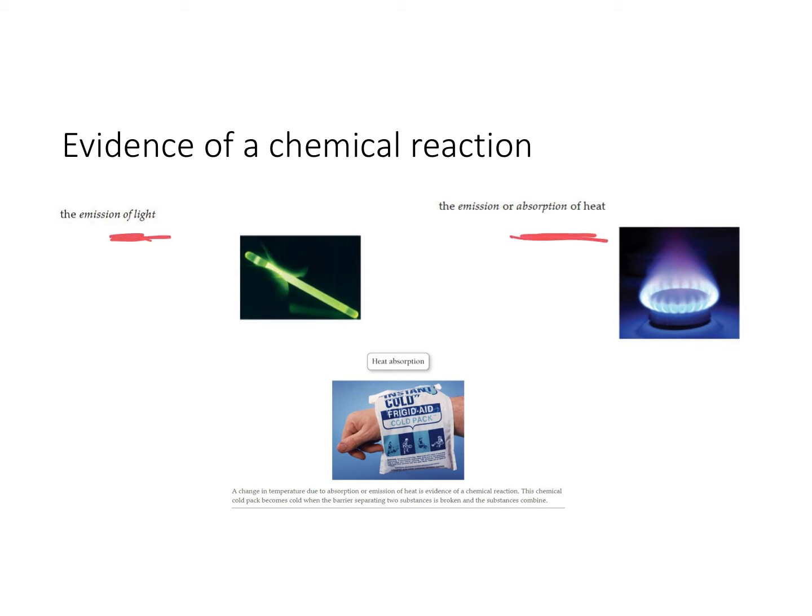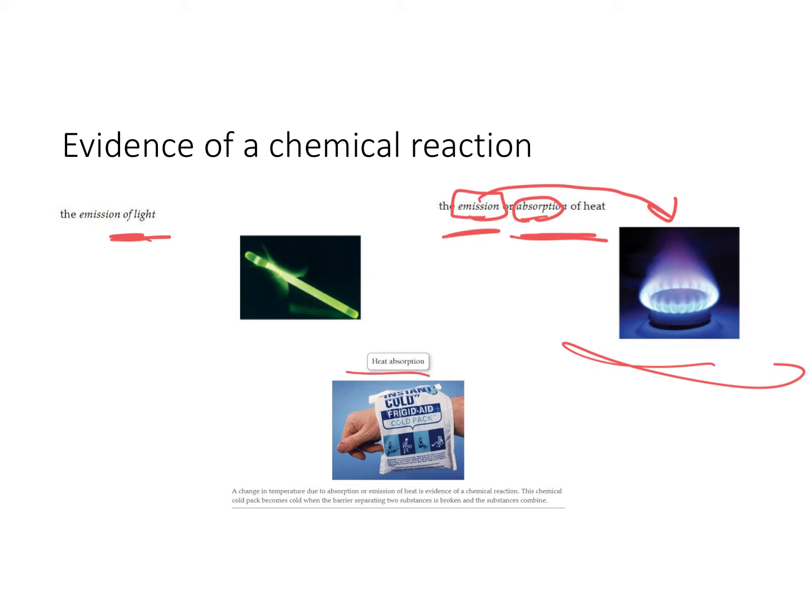Some other things that can tell us we have a chemical reaction are emission of light, right? And emission or absorption of heat. So here, we have emission. You see that you're seeing heat, right? Or you can feel heat. In this picture we can just see it, but if there was a stove here, we could also feel the heat.